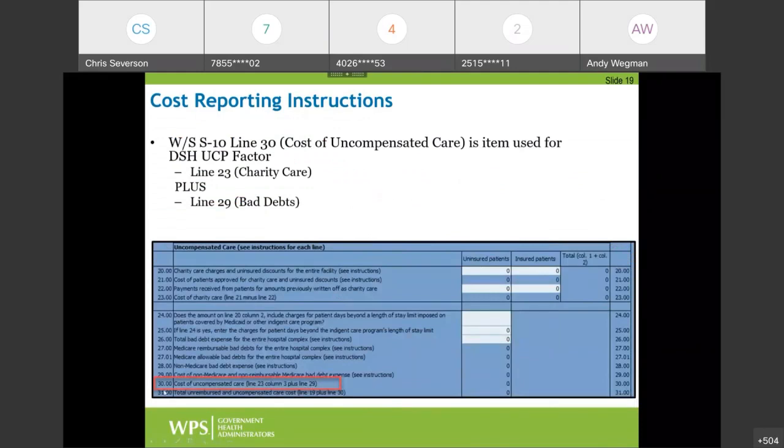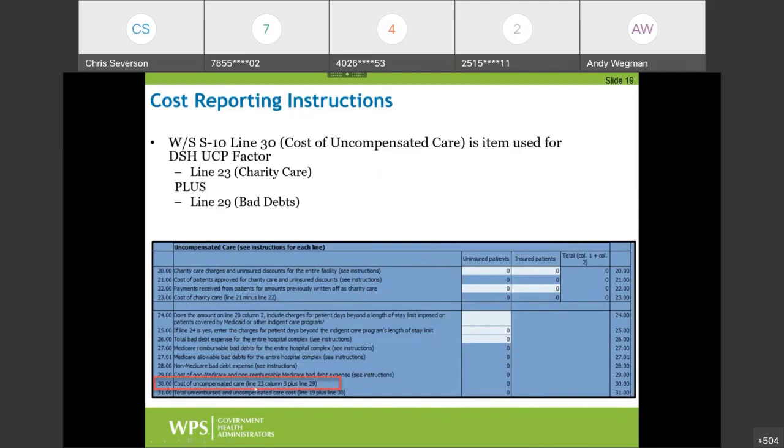Just a summary at the very end, line 30 of worksheet S-10. This is the ultimate number that's going to be used to determine that factor 3. So essentially every hospital, their line 30 is added together to get the total amount of charity care, and then each individual hospital, their amount is divided by that total amount to get their share of it. That's what the factor 3 essentially is.